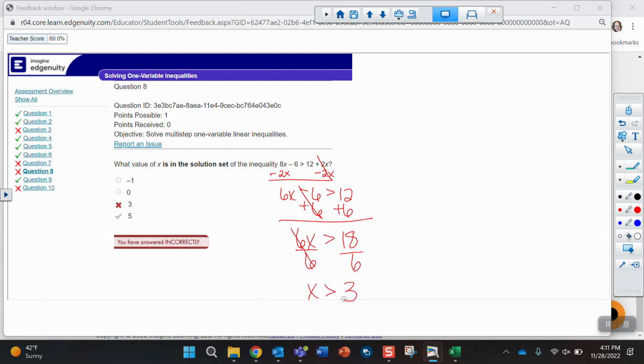So here, you chose 3, but there's not a line under that inequality symbol. We're not talking about values that are greater than or equal to 3. We're only talking about values that are greater than 3. So that's why 5 is what works here and not 3.